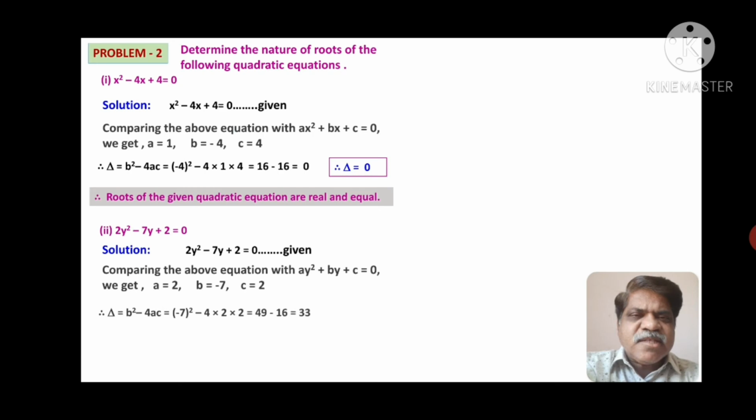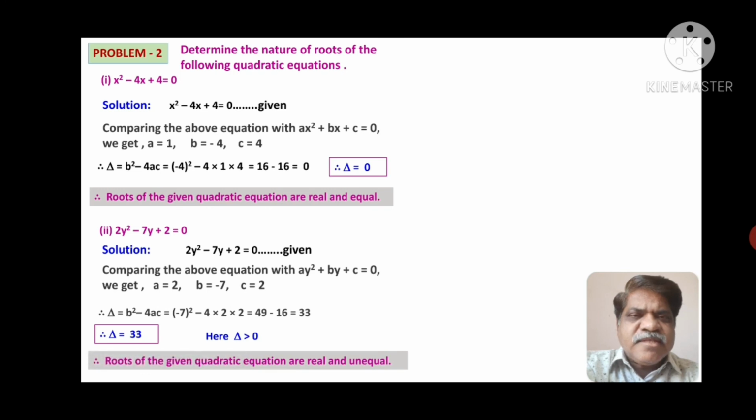Therefore, delta, the discriminant, is equal to b square minus 4ac, which is equal to, substituting the values, minus 7 whole square minus 4 into 2 into 2, which is 7 square is 49 and minus 4 into 2 into 2 is 16. 49 minus 16 is 33. Therefore, here delta is equal to 33. Means here delta is greater than 0. Therefore, you can say that the roots of the given quadratic equation are real and unequal.